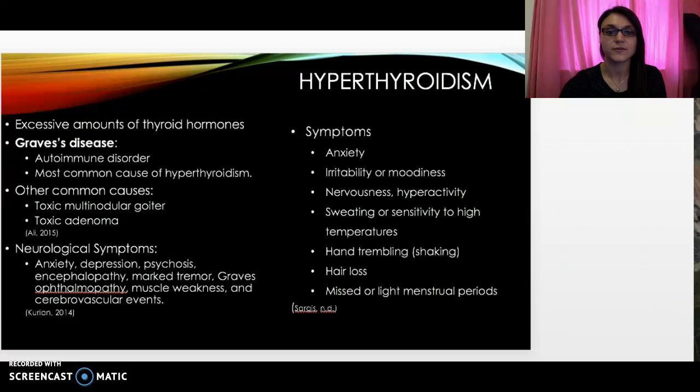Some symptoms associated with hyperthyroidism include anxiety, irritability or moodiness, nervousness, sweating or sensitivity to heat, shaking, hair loss, or missed or light menstrual periods. Hyperthyroidism can also occur during pregnancy or during the first year after giving birth.